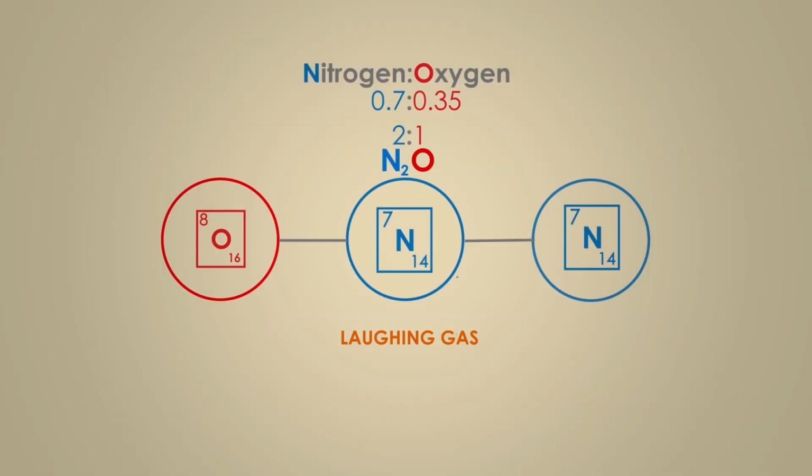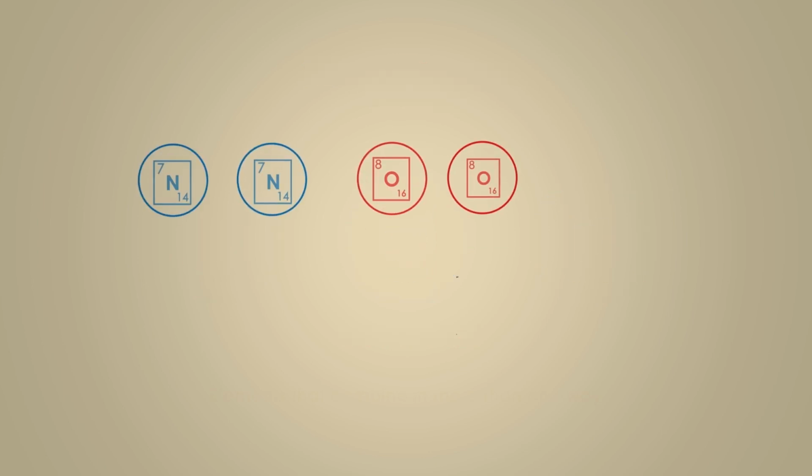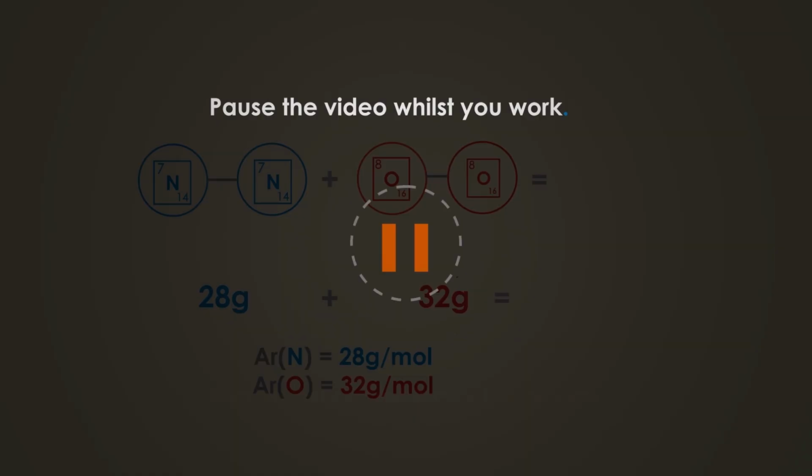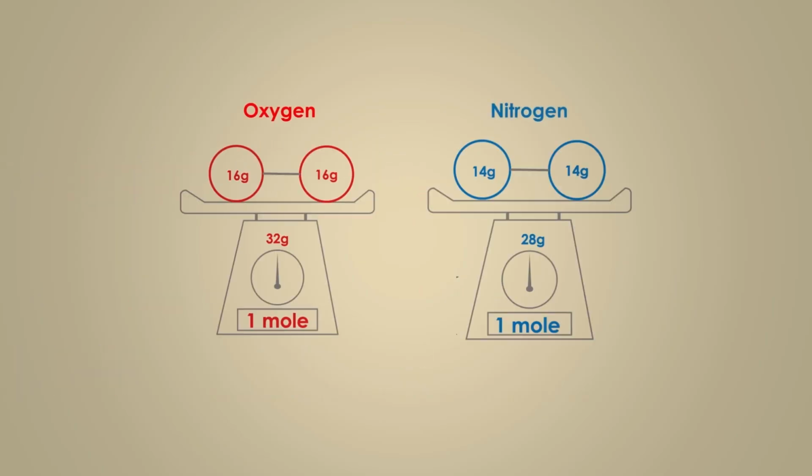Now you have a go, this time using masses. Pause the video while you work it out. You should have found that 28 grams is 1 mole of nitrogen, and that 32 grams is 1 mole of oxygen. The ratio of moles is 1 to 1, so the product is NO.